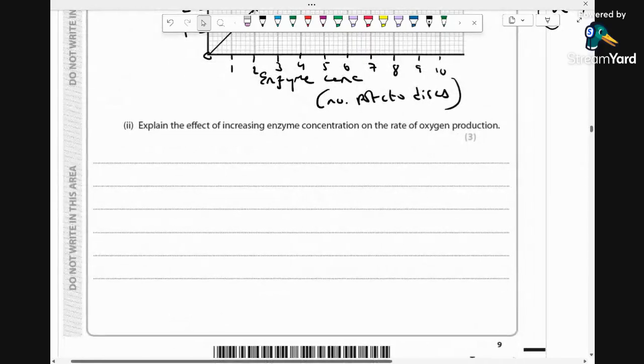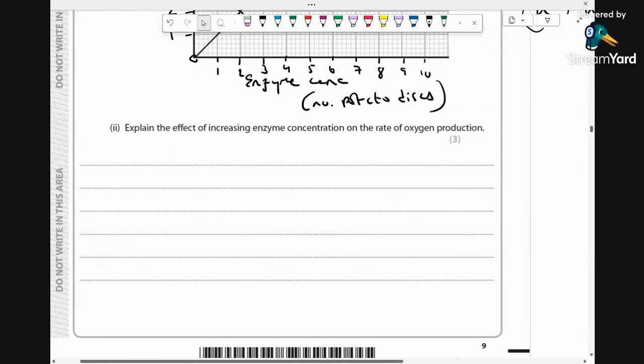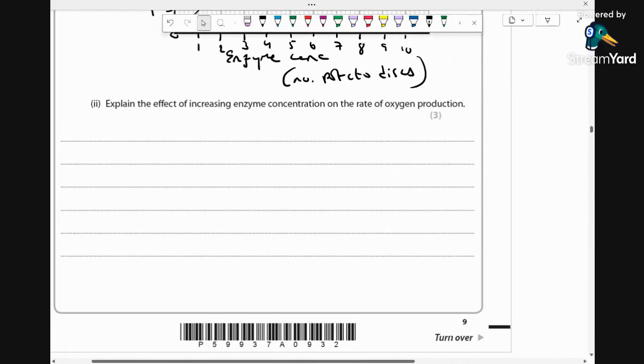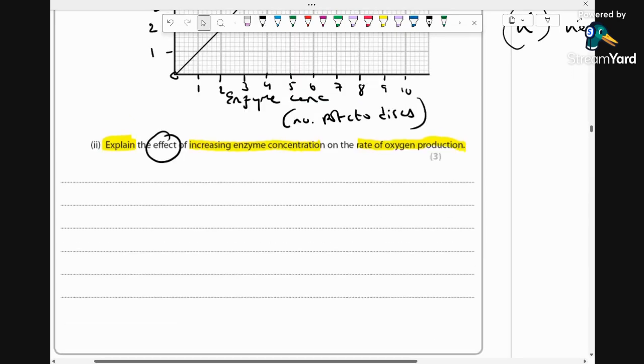Explain the effect of increasing enzyme concentration on the rate of oxygen production. Nice question, this, because it allows me to, first of all, it's an explain. We have to talk about increasing enzyme concentration on the rate of oxygen production, so the rate of product. But it says explain the effect. So we have to tell them what the effect is.